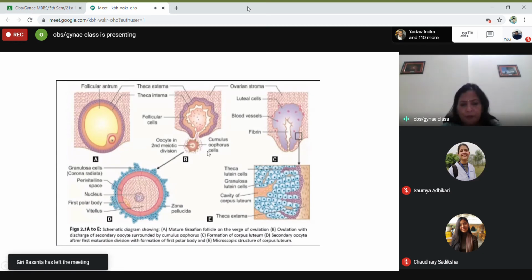And after ovulation, this is the theca externa and theca interna, and these are the follicular cells, and all these changes occur. There will be change. Okay, this comes after.